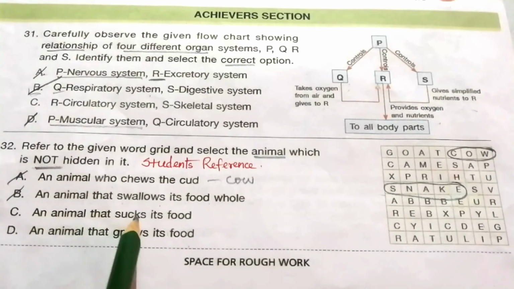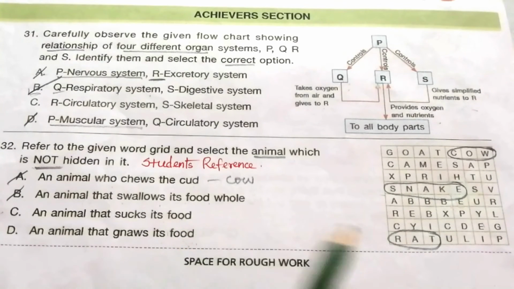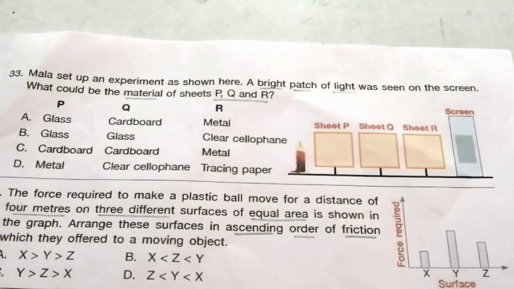An animal that sucks its food. It may be butterfly, moth, bees or mosquitoes. This is not given in the grid. So this may be the answer. We will check option D also. An animal that gnaws its food. Rat is given. This is the answer for D. So this also given. So D is also not the answer. So C is not given in the grid. So C is our answer.